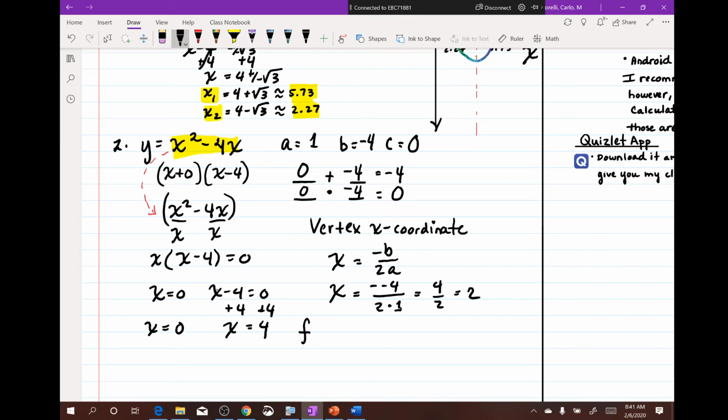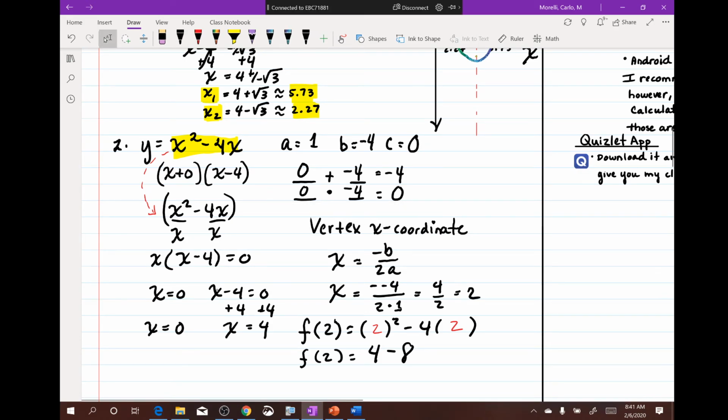Okay, let me tell you what we're going to do. We're going to evaluate our function at 2. Our original quadratic was x squared minus 4x. So what I'll do is open parentheses squared minus 4, open parentheses, close parentheses, and what we'll stick in there is 2. So f of 2 equals 2 squared, which is 4. And then negative 4 times 2 is negative 8. And 4 minus 8 equals... Thank you, Alyssa. Negative 4.